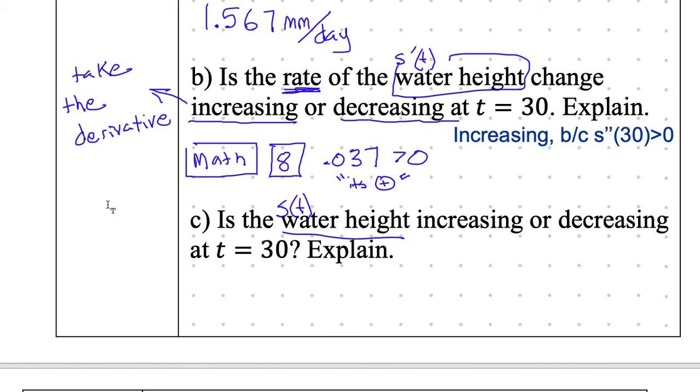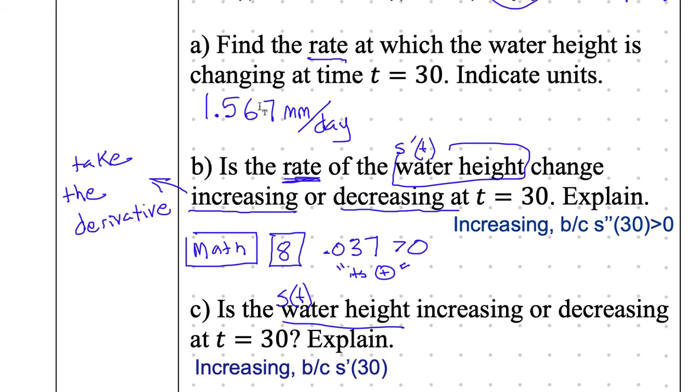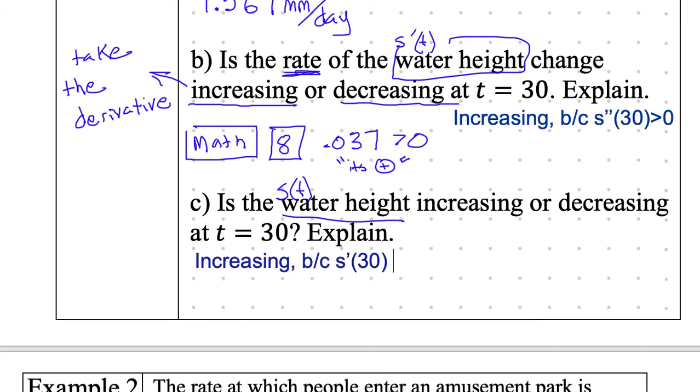So we say it's increasing. Why? Because s prime of 30, which is exactly what we just found up here, 1.567, is greater than 0. Done. Can you just draw an arrow in the test?